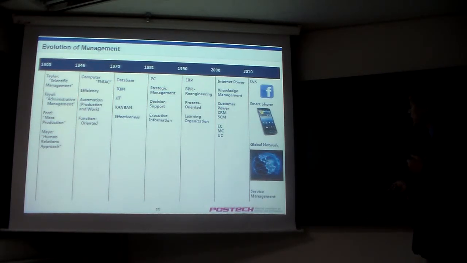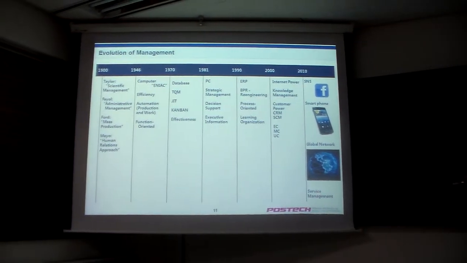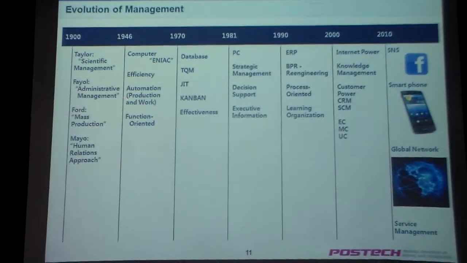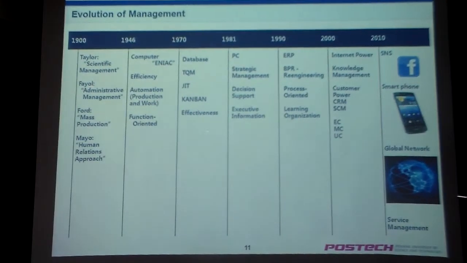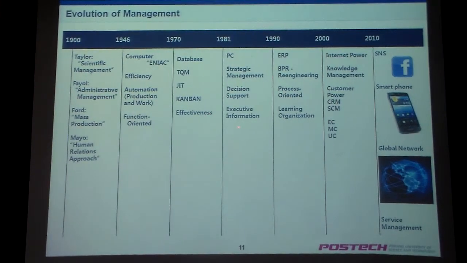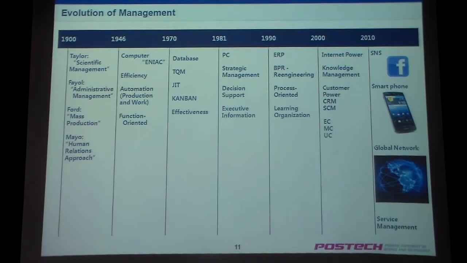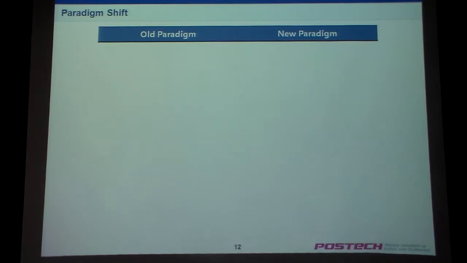And global network and service management are also becoming popular. So this is the evolution of management in terms of the production and information perspective. And the paradigm shift. Well, let's review how the paradigm has been shifted. The old paradigm, for example, product-driven and then customer-driven. In product-driven, we care about product, and now we care more about customer.